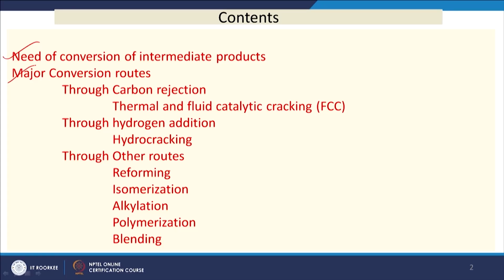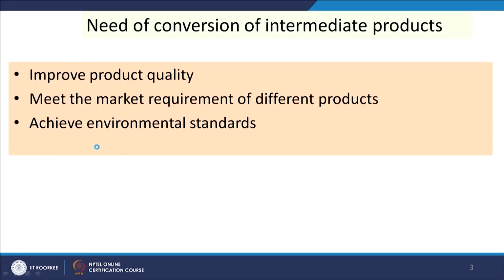There are basically two major routes, one is carbon rejection and another is hydrogen addition, and other routes we will also discuss, that is reforming, isomerization, alkylation, polymerization and blending. The need for conversion we have already discussed: we need to meet the market requirement. So, conversion from one product to another is necessary, and also to improve the product quality.